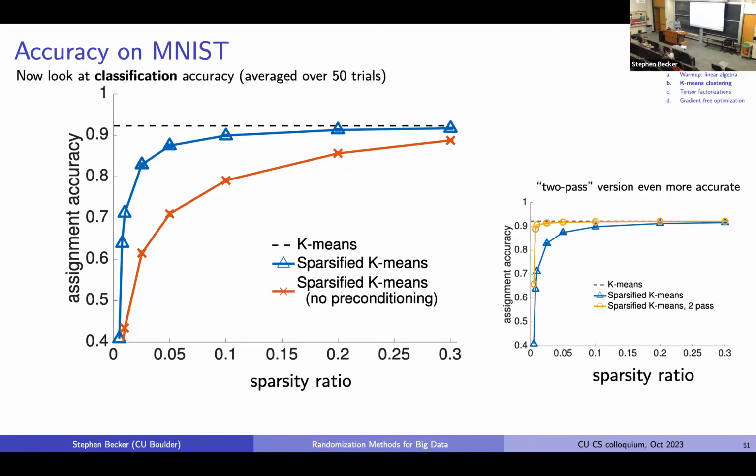To be a little more quantitative, if I tune how sparse that matrix is, here is extremely sparse, here is only 30% sparse, then if I look at how well I classify, it gets better and better as I get less and less sparse. And you can say for a reasonable thing, like say 10% sparse, it's not too bad. It's much better if I do what I said rather than not doing the preconditioning. And that's with just one pass through the data. If I can afford a second pass through the data, I get this gold line, and now I get extremely accurate results with that second pass, if I can afford the extra pass.